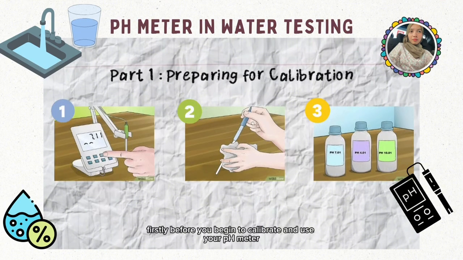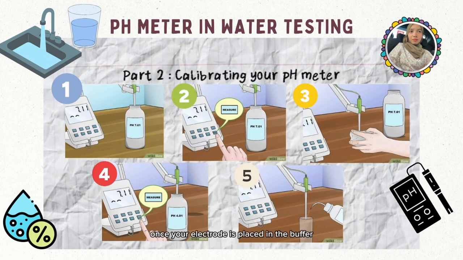Firstly, before you begin to calibrate and use your pH meter, you will first need to turn it on and allow adequate time for the meter to warm up. Next, you will generally need more than one buffer for calibrating a pH meter. Once you have chosen your buffers, allow them to reach the same temperature as the pH meter, because pH readings are temperature dependent. Once your electrode is placed in the buffer, allow the pH reading to stabilize before letting it sit for approximately 1 to 2 minutes. Once you have a stable reading, set the pH meter to the value of the buffer's pH by pressing the measure button a second time.